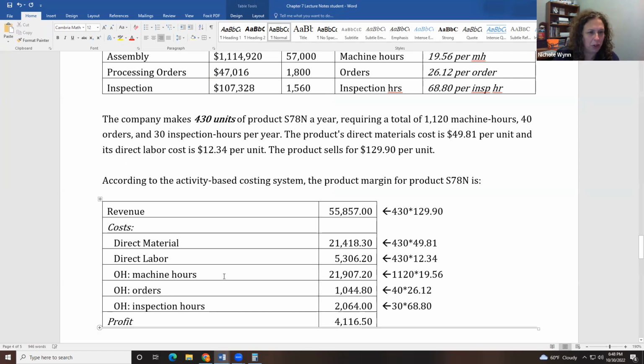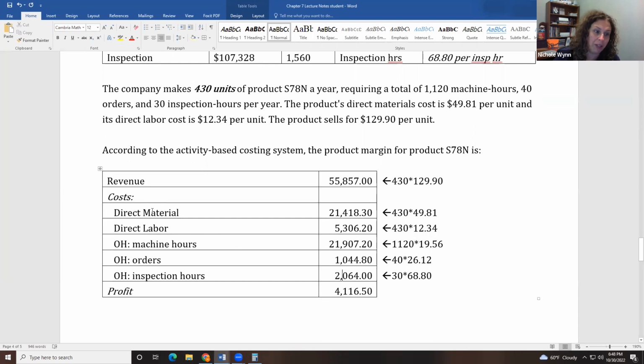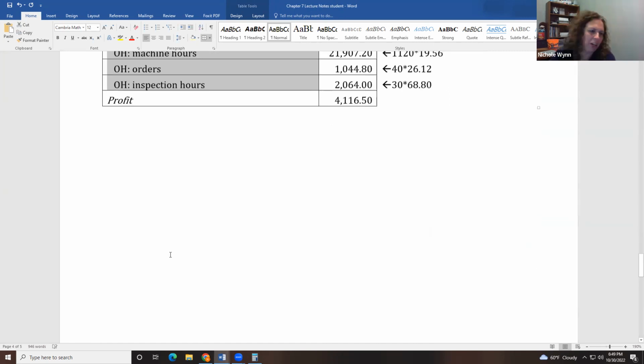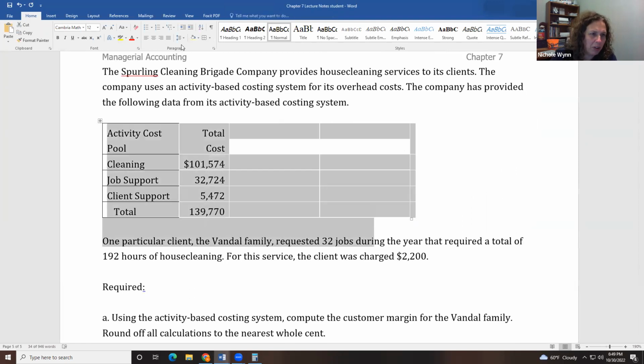So this is us finding our rates and then applying them to a job, considering that we also have direct material and direct labor as a cost, not just overhead. So we have the revenue versus all of the costs. I could stop my video, but I only have one page left, so I think I'm just going to make one video in this situation. So let's see what's going on over here.